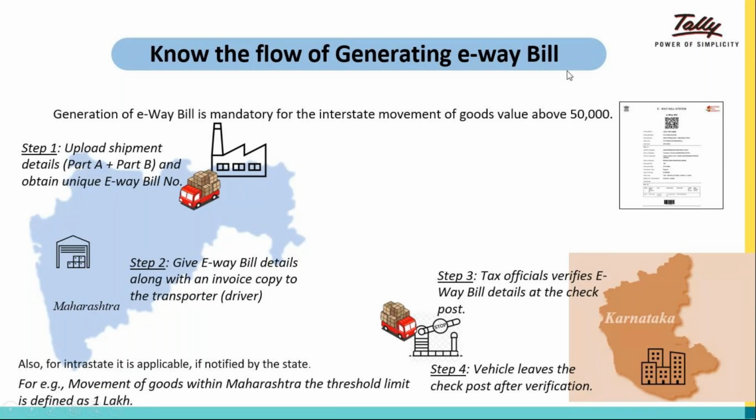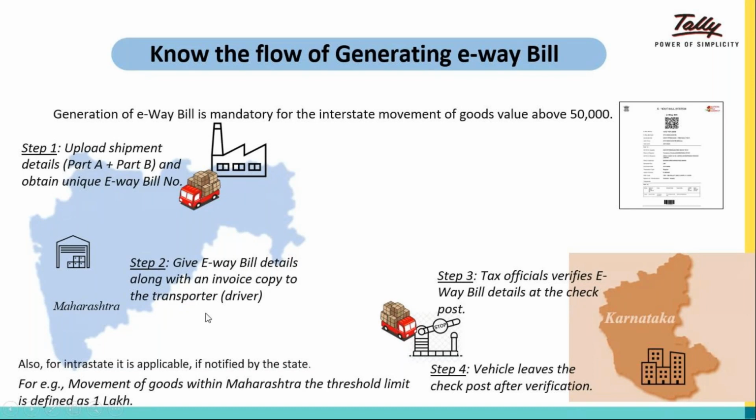If it is an intra-state transaction, that means if it is happening within the same state, in that case only step 1 and step 2 will be followed. Step 1 is to upload the part A and part B details, and step 2 is to give the e-way bill details along with an invoice copy to the transporter.